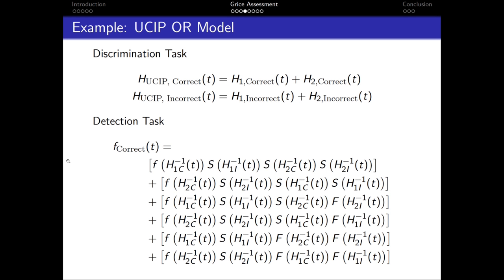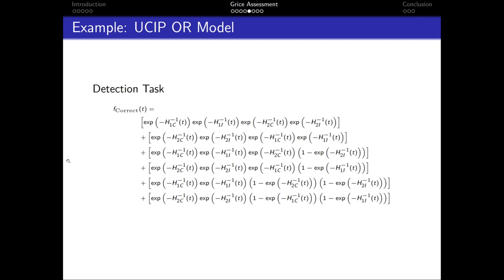Things are a little more complex for the detection task, or at least at first blush. So we can use the logic of a USIP model and parallel OR processing in detection to get an idea of what the density for a correct USIP response time would be. So that's demonstrated here. Importantly, on the right-hand side of the equality, the f indicates the exponential density, S the survivor function for that distribution, and F the cumulative distribution function.